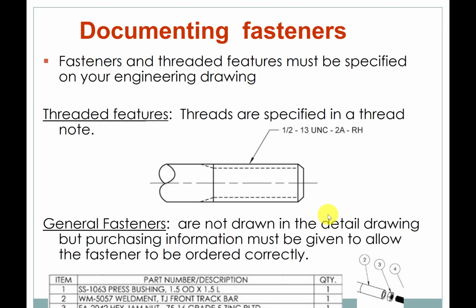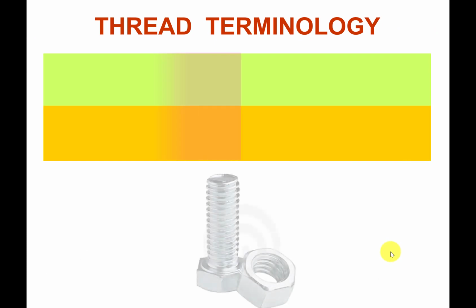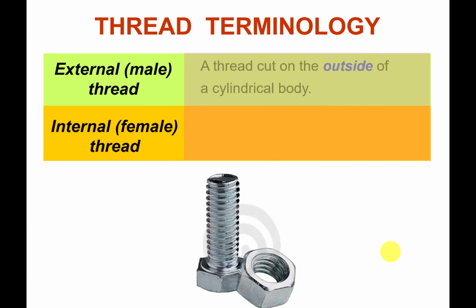Threaded features can be obtained from the thread callout. General fasteners are not drawn in the detailed drawing, but the purchasing information must be given in the bill of material so that they can be ordered.